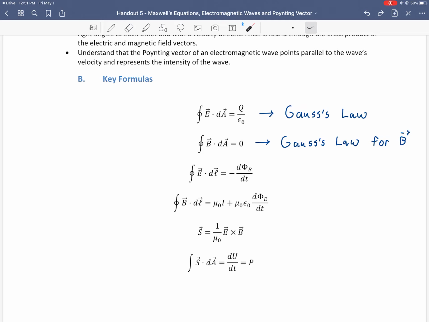Okay? So the next one is none other than Faraday's law. Okay? So Faraday's law we've worked with quite a bit. What does it tell us? Well, it tells us that if we integrate the electric field along a closed surface, then what we're going to get is within that closed surface, so like a ring, for example, right?